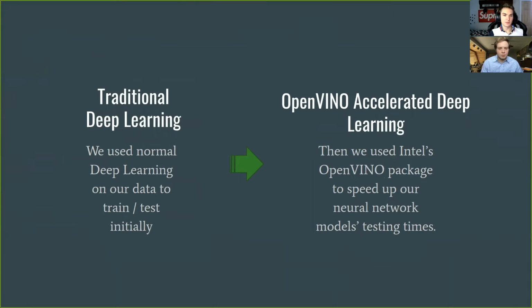Additionally, for deep learning, we took traditional deep learning models to train and test initially and collected the stats from that. And then we applied OpenVINO acceleration to those deep learning models in order to collect more statistics there. And we compared those, and we'll see those results later on here in the slides.